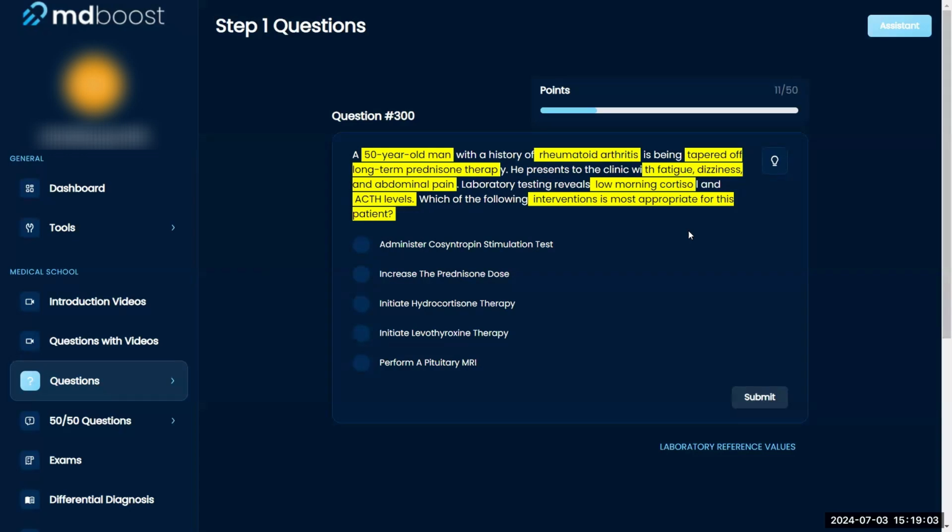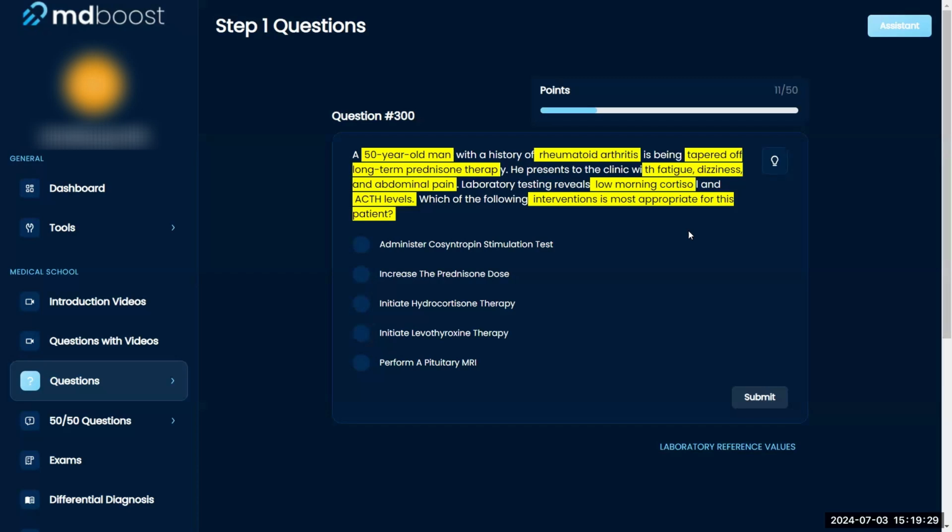So just think about what he has, right? Low morning cortisol and ACTH. So it could be something with the parietal lobe. No, sorry, not parietal lobe. Oh my God, pituitary gland. Okay, good. I'm sorry. Pituitary gland, right? Because ACTH goes to the adrenal and then cortisol. So definitely something wrong with that.